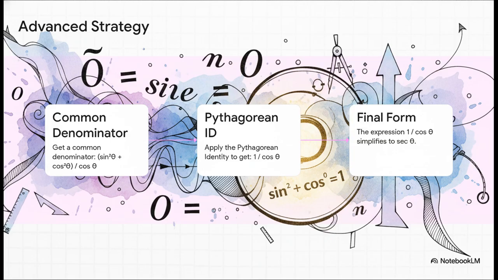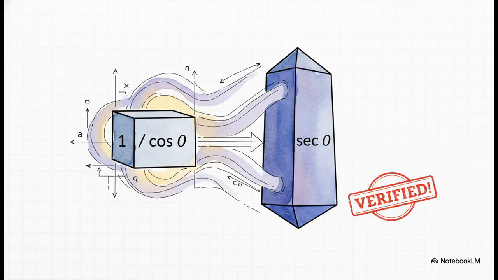And to do that, we need a common denominator, which is obviously cosine theta. That gives us sine squared plus cosine squared all over a single cosine. And right there, that should set off bells in your head. Sine squared plus cosine squared, that's the most famous identity of them all. It equals 1. So that whole complicated numerator just becomes the number 1.